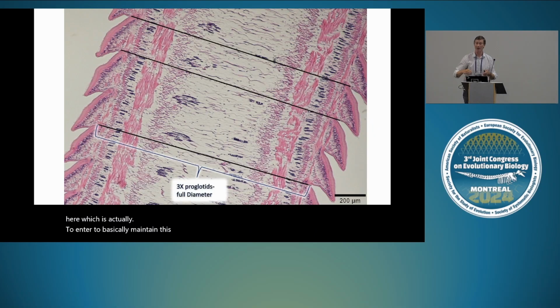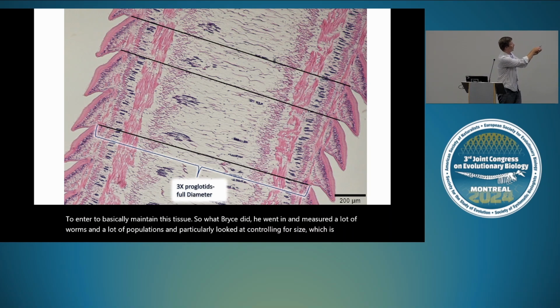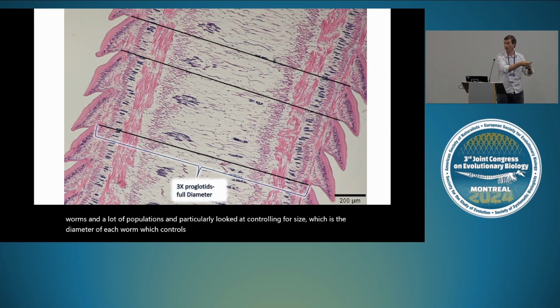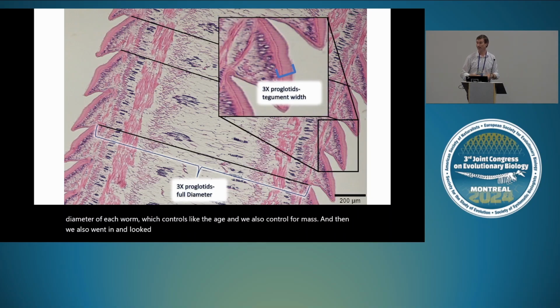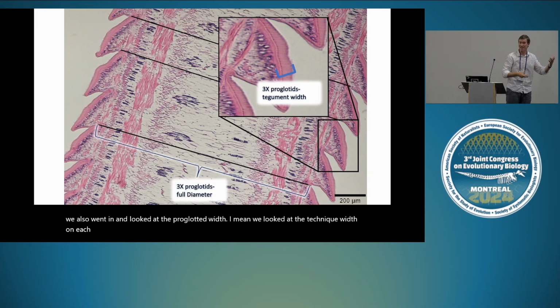So what Bryce did, he went in and measured a lot of worms from a lot of populations, and particularly looked at controlling for size, which is the diameter of each worm, which controls like the age, and we also controlled for mass. And then we also went in and looked at the proglottid width. We looked at the tegument width on each one of these sections, so 3 sections per worm.